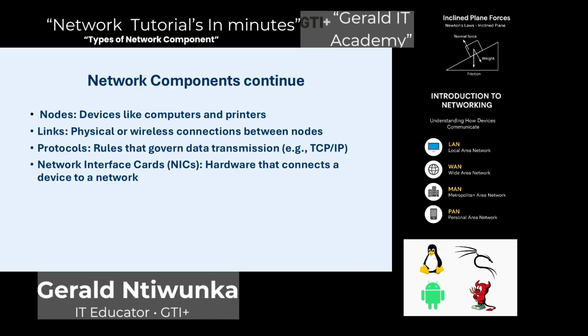Now, the links are the physical or wireless connections between the nodes, as I talked about. Then the protocols, as I said earlier, are rules that govern data transmission, for example, TCP/IP. Then we have the network interface card, which is NIC. This is a hardware that connects a device to the network.